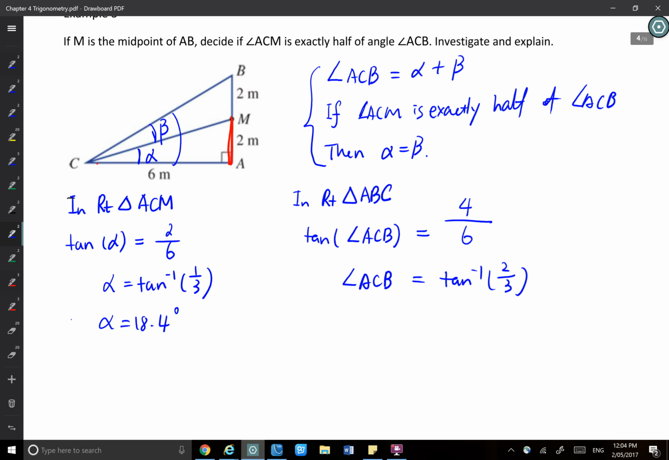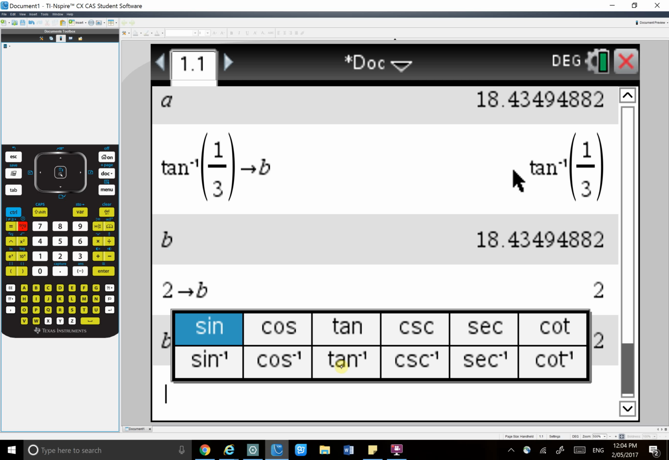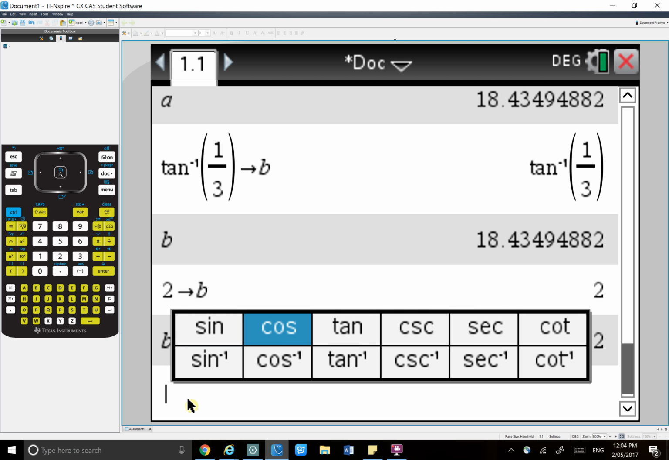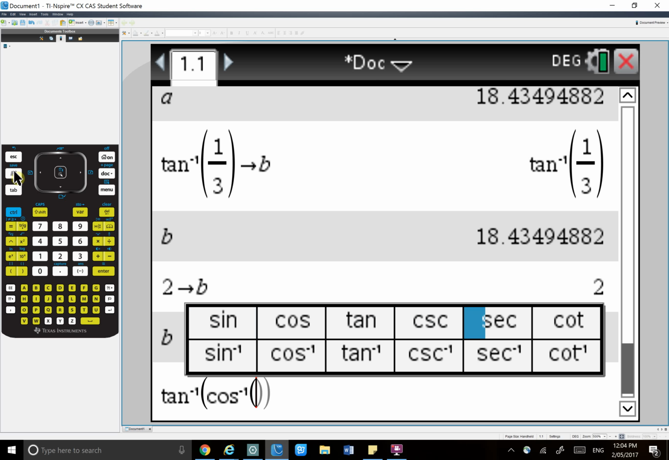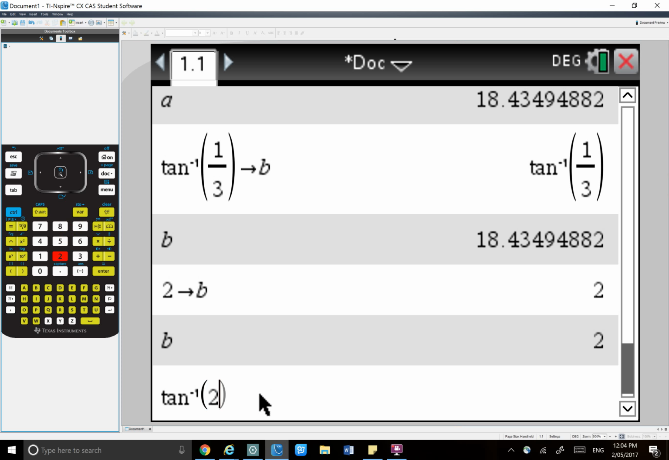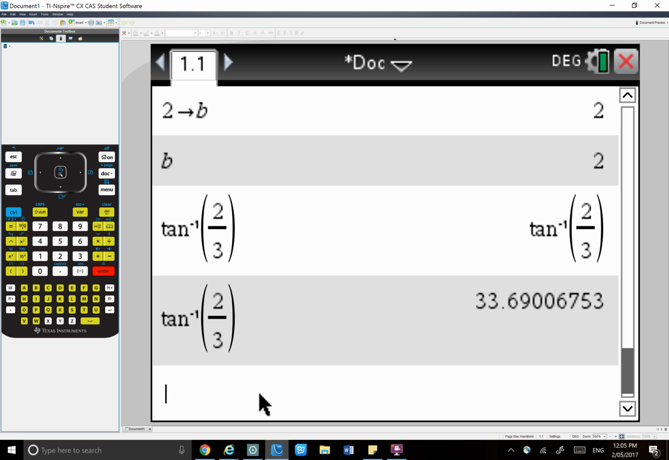It doesn't matter yes or no. That's investigation. So have a think whether you think it's yes or no, and let's put that into the calculator. Tangent inverse 2/3 equals 33.69 degrees.